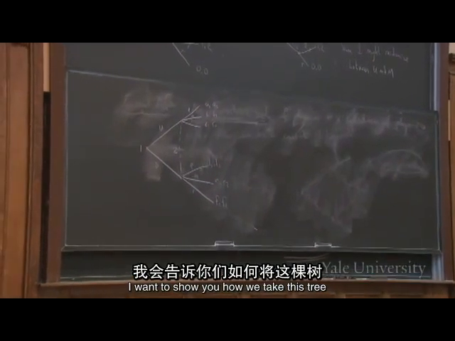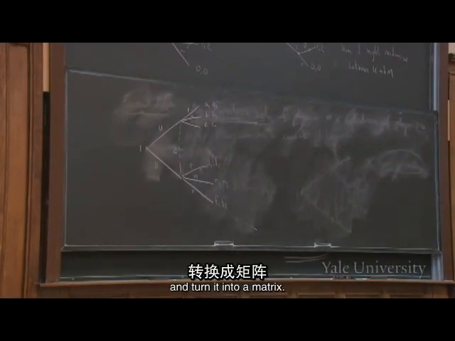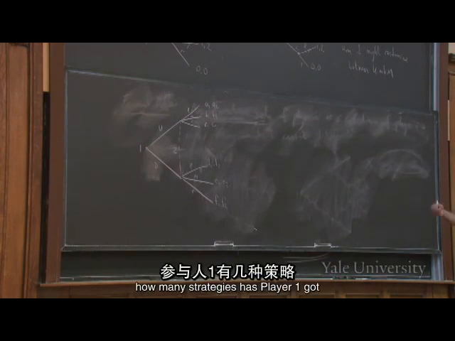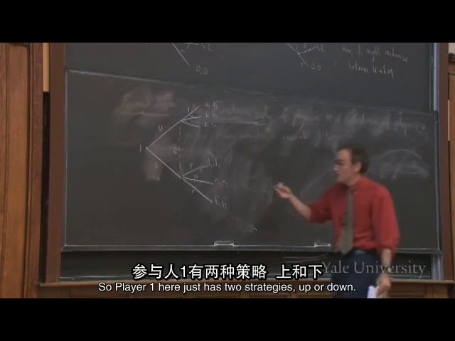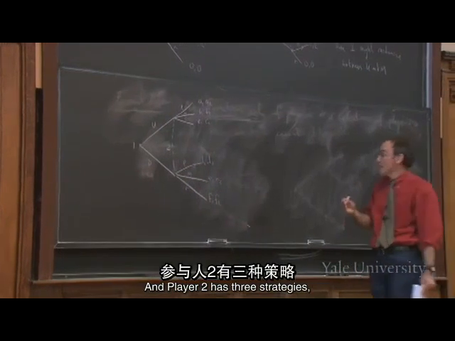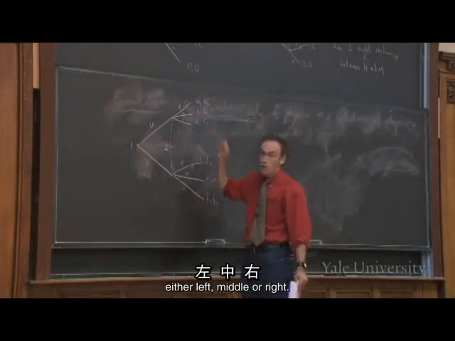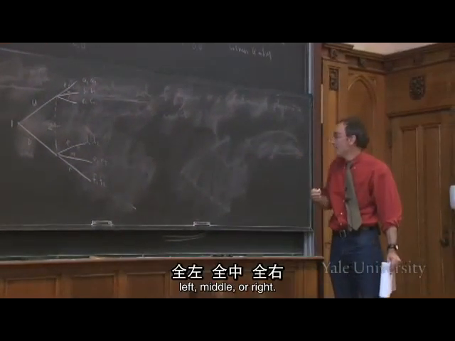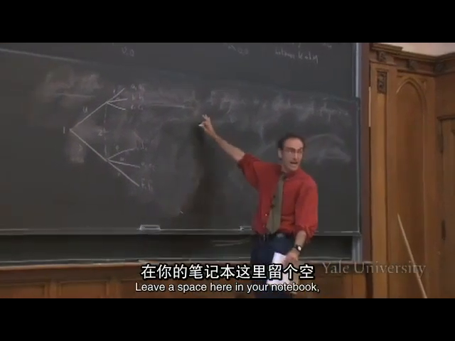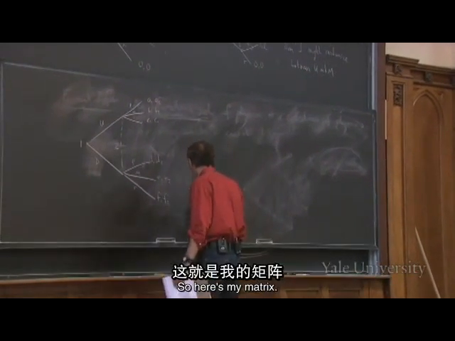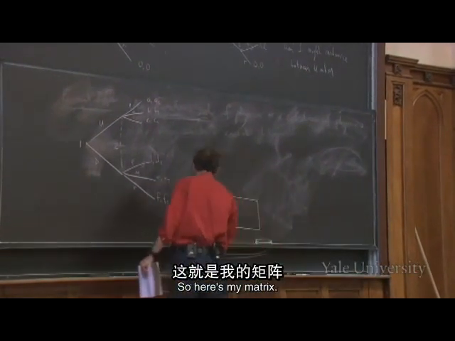And I want to show you how we take this tree and turn it into a matrix. So how do we turn it into a matrix? Well, we look and say, how many strategies has player 1 got, and how many strategies has player 2 got? So player 1 here just has 2 strategies, up or down, and player 2 has 3 strategies, either left, middle, or right. Again, they can't choose separately at these 2 nodes, so they really just have 3 choices. So leave a space here in your notebook, leave a space to the right, and let's draw the matrix for this tree down here. All right, so here's my matrix.